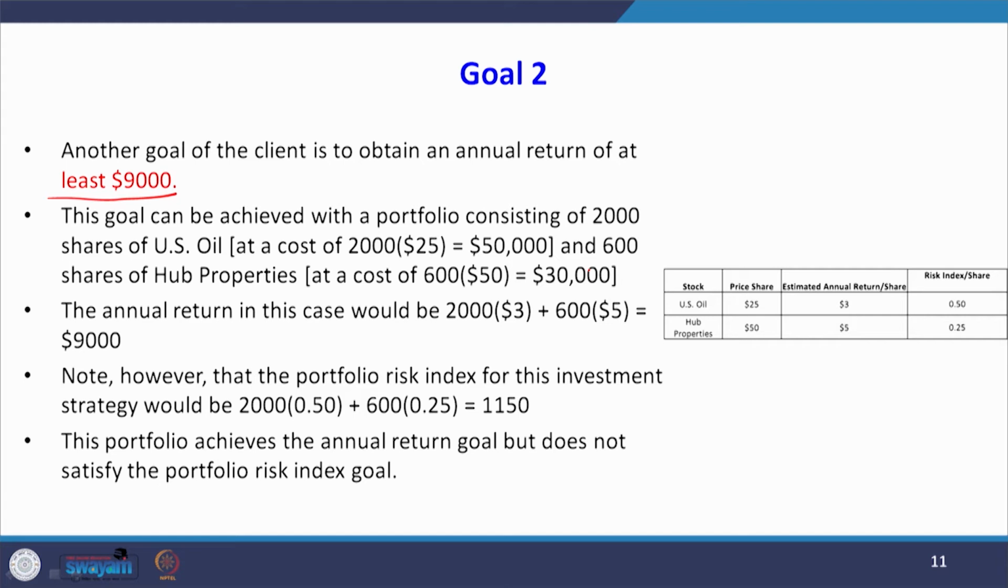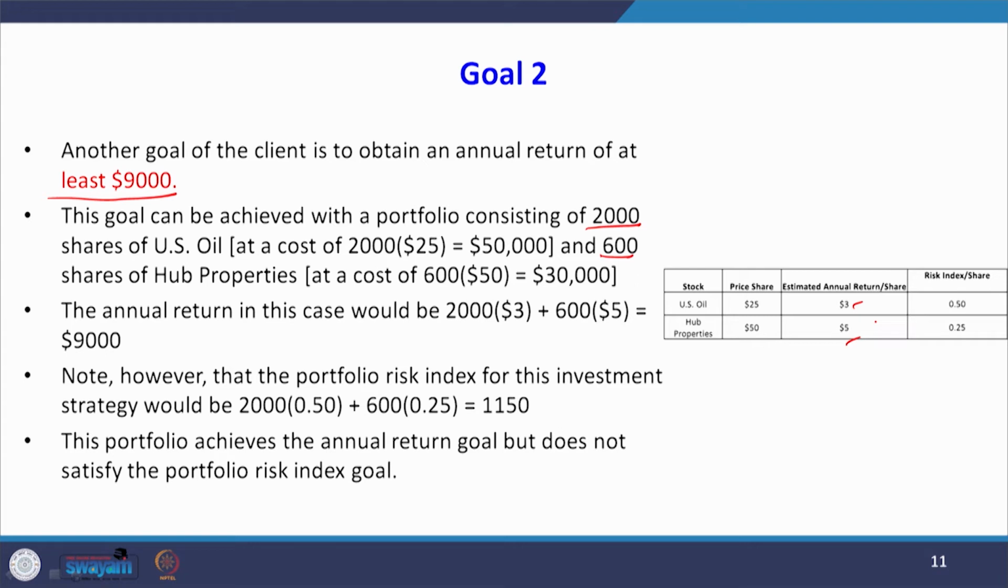How much cost will be? 600 multiplied by 50, 30,000. 50,000 plus 30,000, so it is total $80,000. So, if he invests in 2000 shares of US oil and 600 shares in Hub Properties, the annual rate of return in this case would be 2000 multiplied by 3 plus 600 multiplied by 5, it is 9,000.